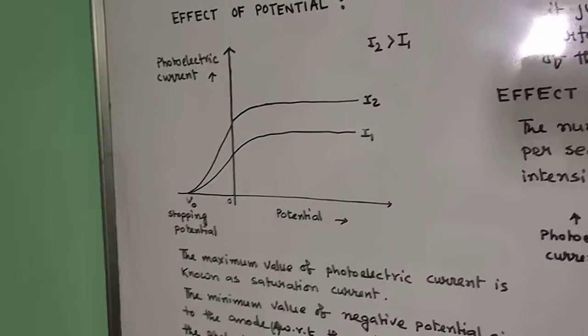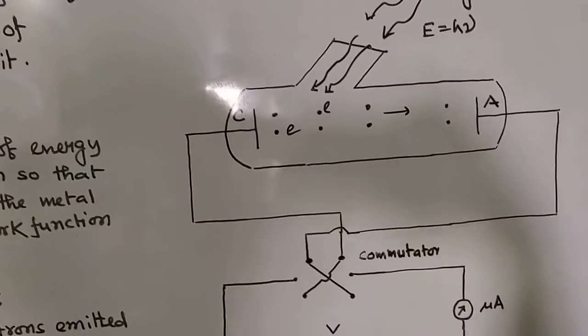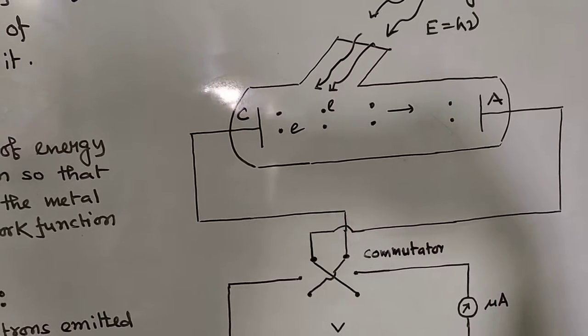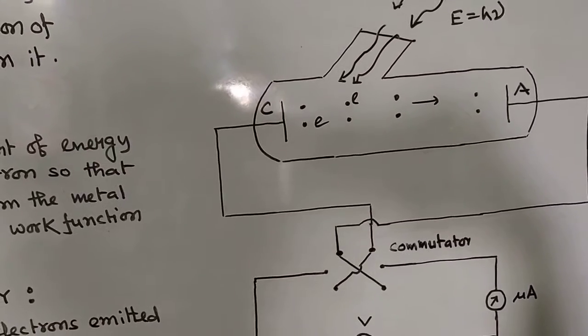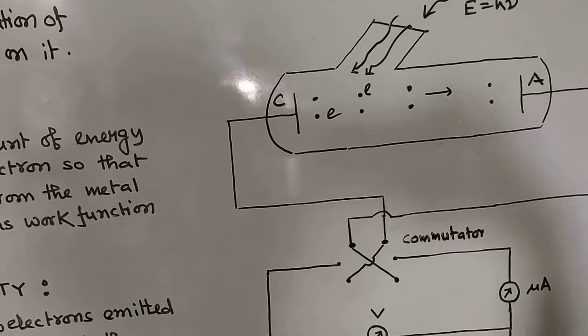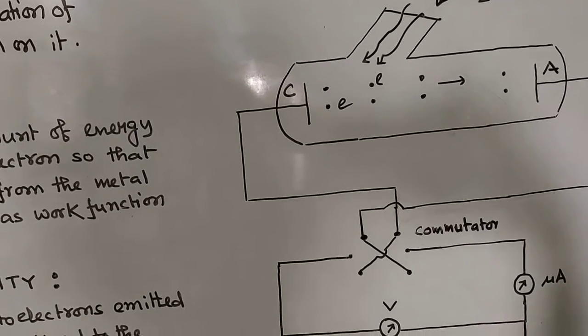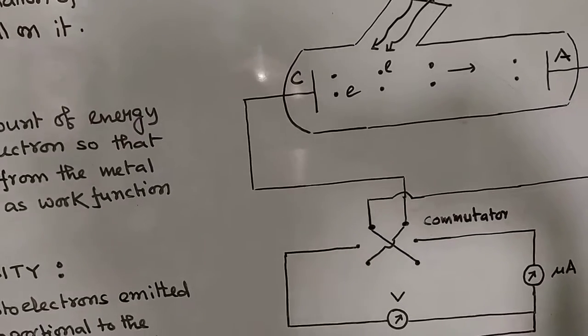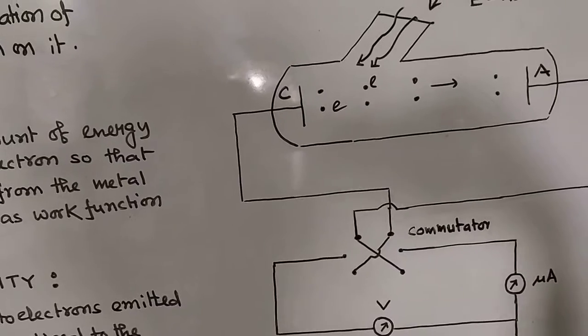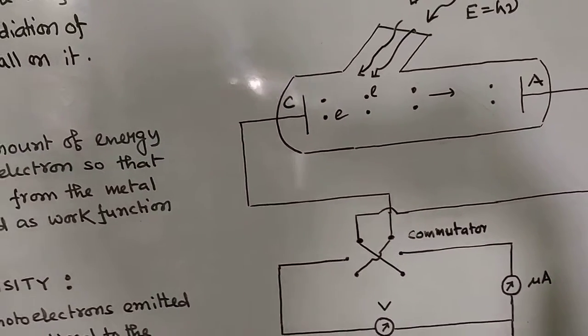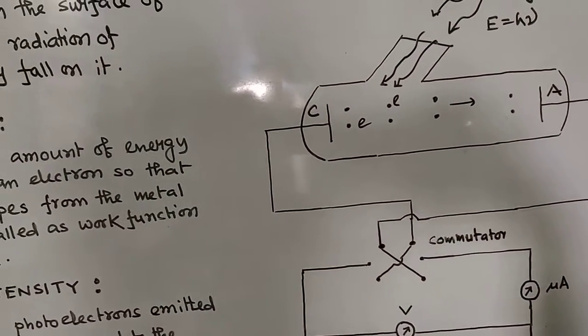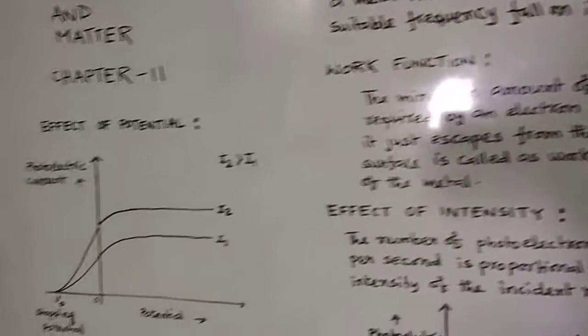But if we make A more negative than C, then no electrons will be able to reach from C to A, and if no electron is there, it means no current. So that potential is known as the stopping potential. So you are supposed to stop the electrons from coming from cathode to anode.